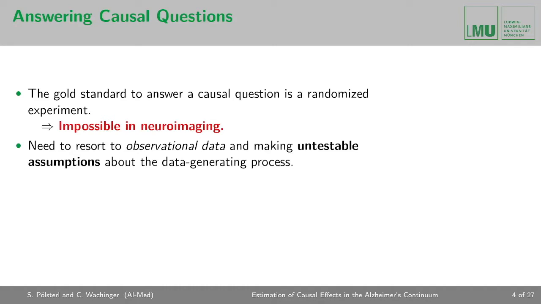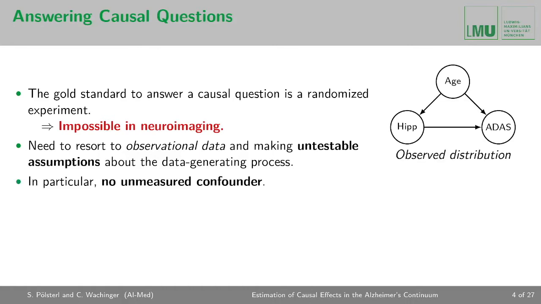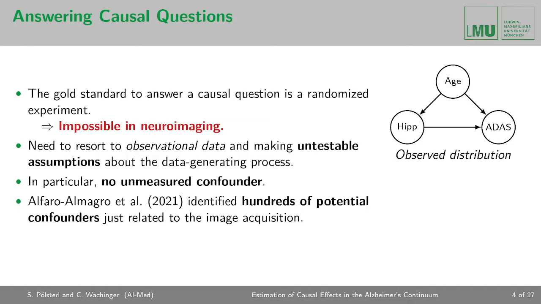Instead, we need to rely on observational data and make untestable assumptions about the data generating process. One such assumption, that's the main focus of our work here, is that there is no unmeasured confounder. In the graph on the right, age is confounding the effect of hippocampus volume on cognition, because age is a cause of both hippocampus volume and cognition. The no unmeasured confounder assumption is problematic, because Alfaro-Almagro and colleagues already identified hundreds of confounders just related to the image acquisition alone. Therefore, we expect this assumption to be violated in most neuroimaging studies.